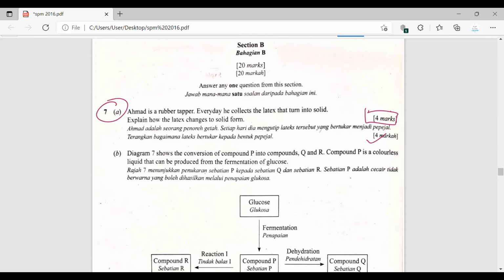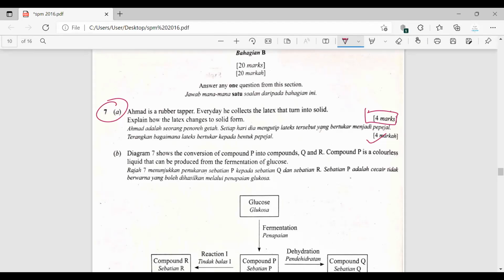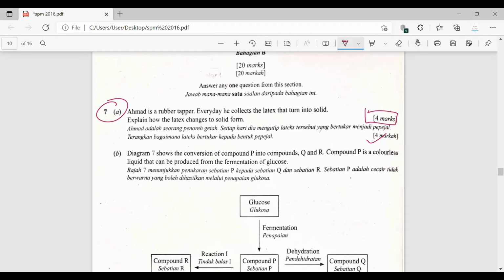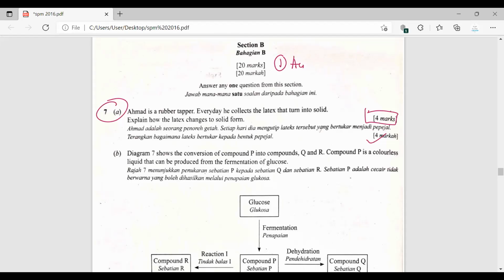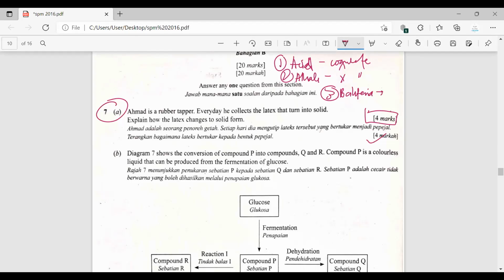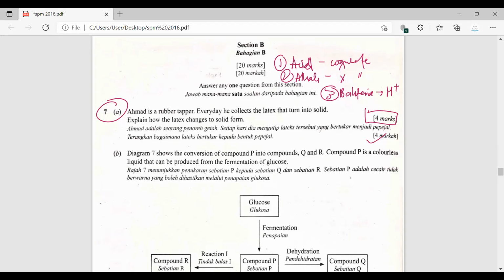You got 3 scenarios. Scenario number 1 is when you put acid. Scenario number 2 is when you put alkaline. And acid will coagulate, become solid. Alkaline will not coagulate. Scenario number 3 is when you add nothing at all. And when you add nothing at all, there will be bacteria. Bacteria in the latex will produce for you hydrogen ions.